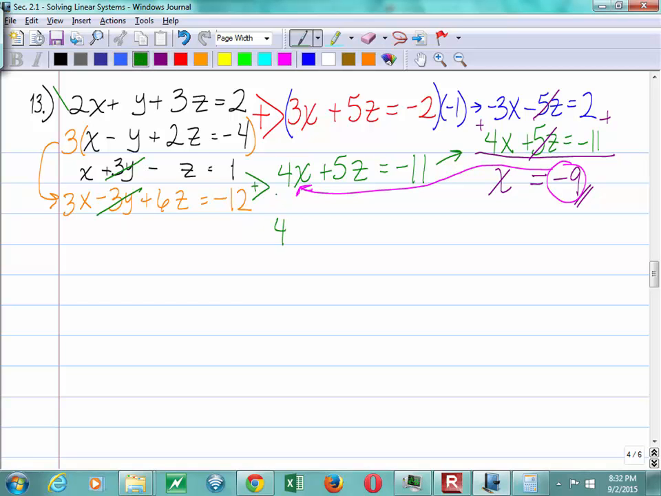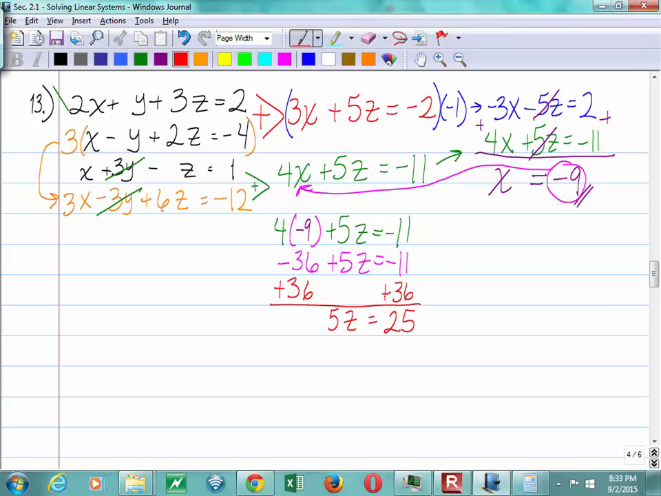So that would be 4 times negative 9 plus 5z equals negative 11. So then that would be negative 36 plus 5z equals negative 11. And then I would add 36 to both sides. So that would make that 5z equals 25. And then I could just divide both sides by 5, which would give me z is equal to 5.